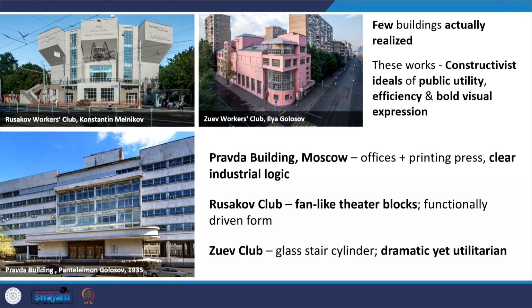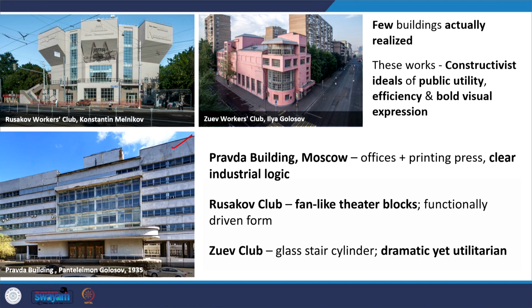A few buildings were actually realized, and these works had constructivist ideals of utility, efficiency and a bold visual expression. For example, this is the Pravda building in Moscow by Golosov in 1935, which had offices and a printing press and a very clear industrial logic. It happened parallel to the Bauhaus, but the Unité d'Habitation still had to come up.